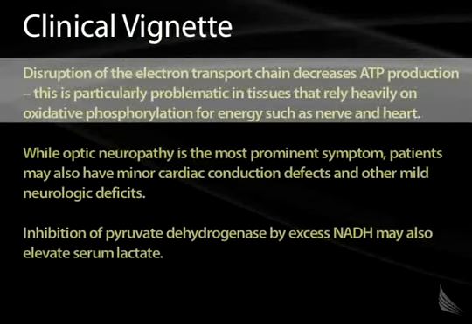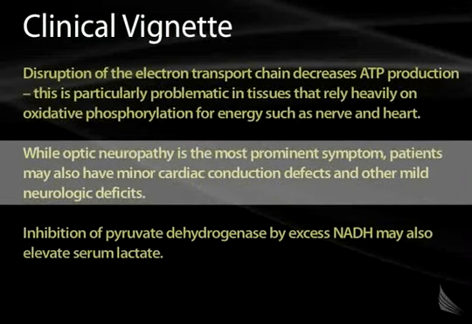Now, disruption of the electron transport chain in Leber's hereditary optic neuropathy decreases ATP production. This is particularly a problem in tissues that rely on oxidative phosphorylation, on aerobic metabolism, for energy. Examples of these tissues are nerve tissue and heart tissue. While optic neuropathy is the most prominent symptom, patients can also have minor cardiac conduction defects and other mild neurologic defects as a consequence of decreased ATP production.